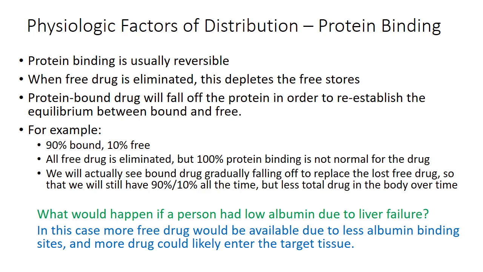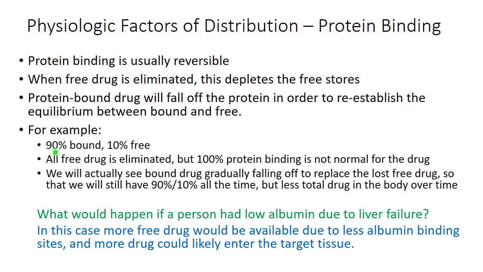For example, if we removed free drug through elimination, that would create a driving force to pull more drug off of albumin, right? It's called a sink effect. So if we drain the free drug, we'll pull more off of the albumin. So for example, if 90% were bound and 10% were free, and all the free drug is eliminated, 100% protein binding is not the normal protein binding, right? If the normal protein binding for this drug is 90%, it's going to try to strive for or reach that 90%.